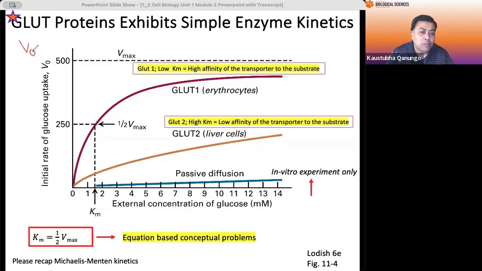to use an equation. This will not be in your exam, where you have to use the Michaelis-Menten equation, which is V0 is equal to your Vmax over 1 plus Km over C. So I have posted that as well, 1 plus Km over C.